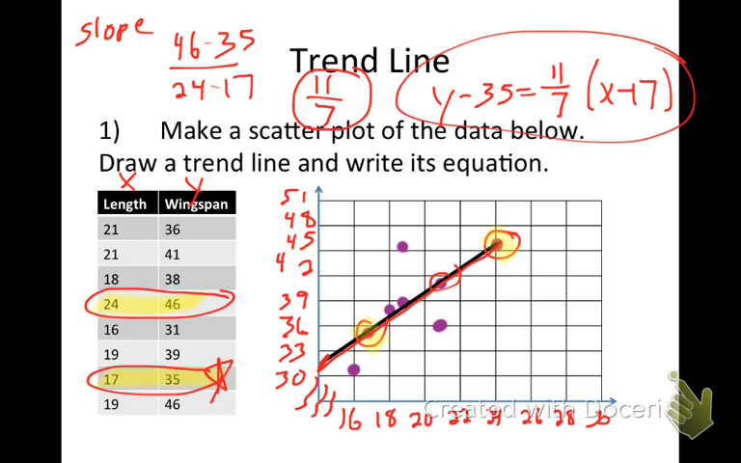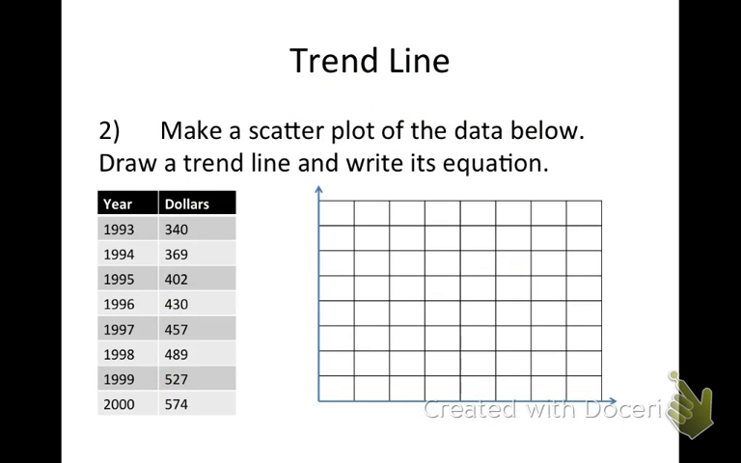What if it's no correlation? If it's no correlation, then there'd be no equation there. Good question. So number 2, make a scatter plot of the data below.